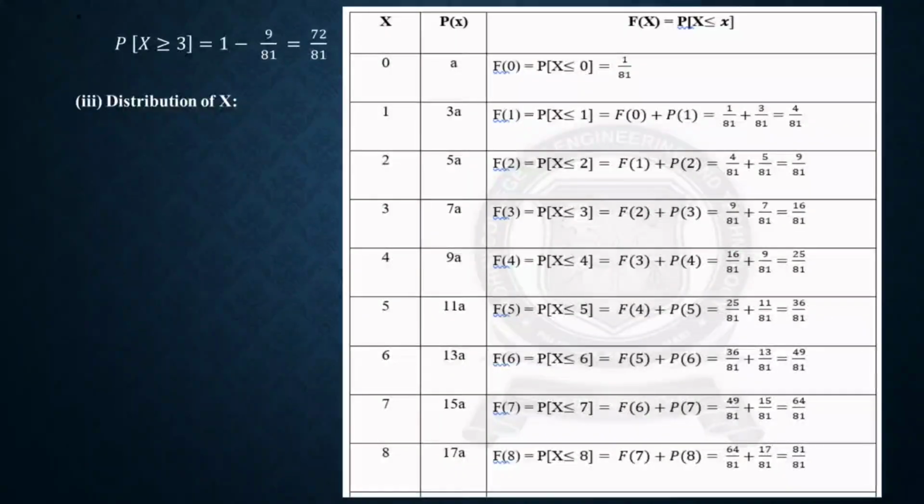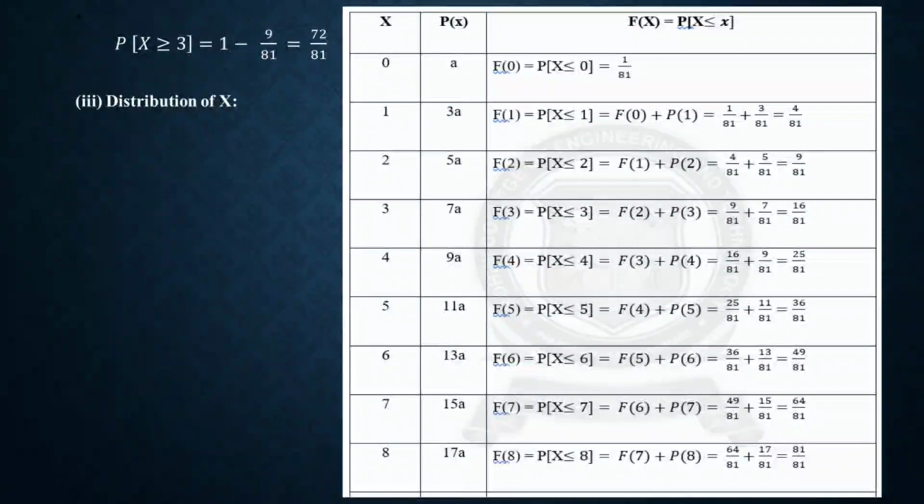Similarly, when x equal to 2, we have f of 2 equal to f of 1 plus p of 2. By substituting the value of f of 1 as 4 by 81 and the p of 2 value is 5 by 81, by adding these two, we have the answer of f of 2 as 9 by 81. Similarly, we have to determine the value for f of x when x is equal to 3, 4, etc. up to 8. Now let us see f of 8.